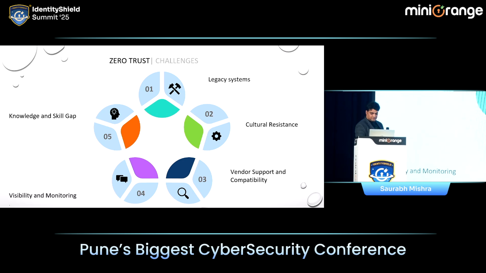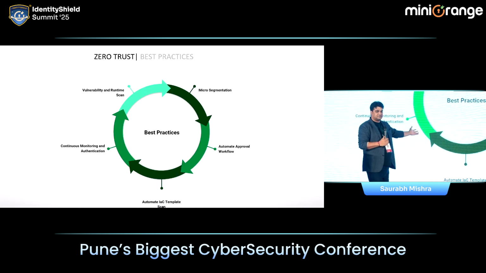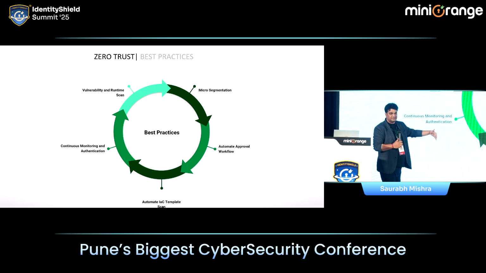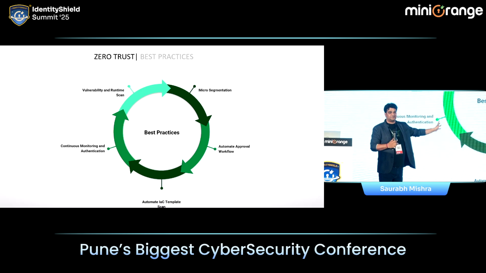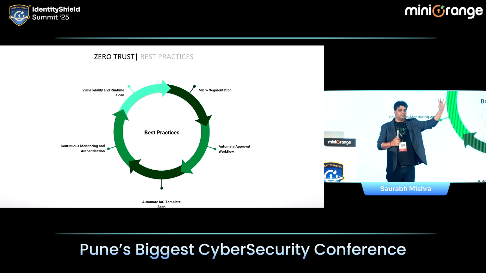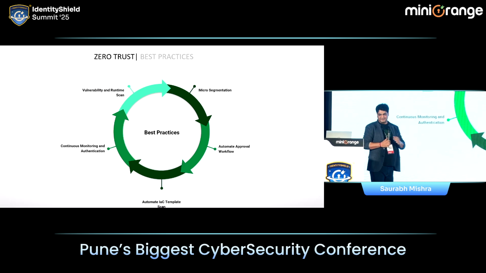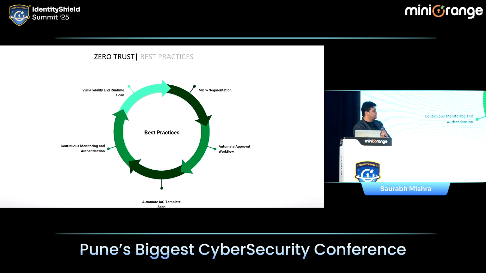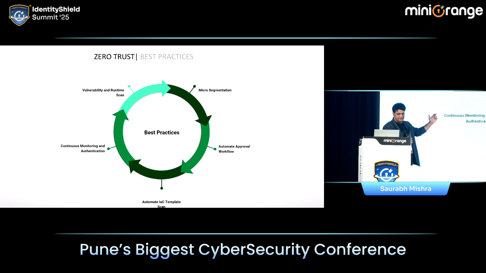Then automate with IaC templates, like Terraform. Terraform is the main thing that is going to be implemented in this case for complete automation. I believe everybody knows IaC, infrastructure as code, for which Terraform and Pulumi are going to be used in most cases. Then we have continuous monitoring and authentication. Then finally vulnerability and runtime, which we already discussed in the previous slides.